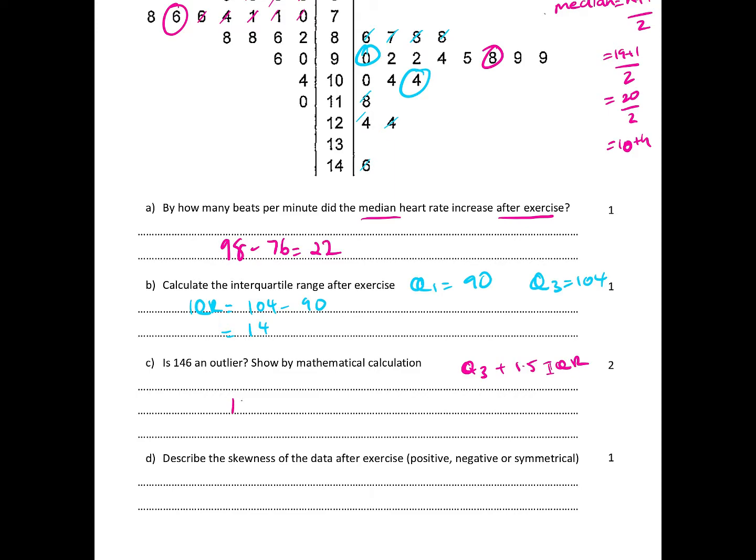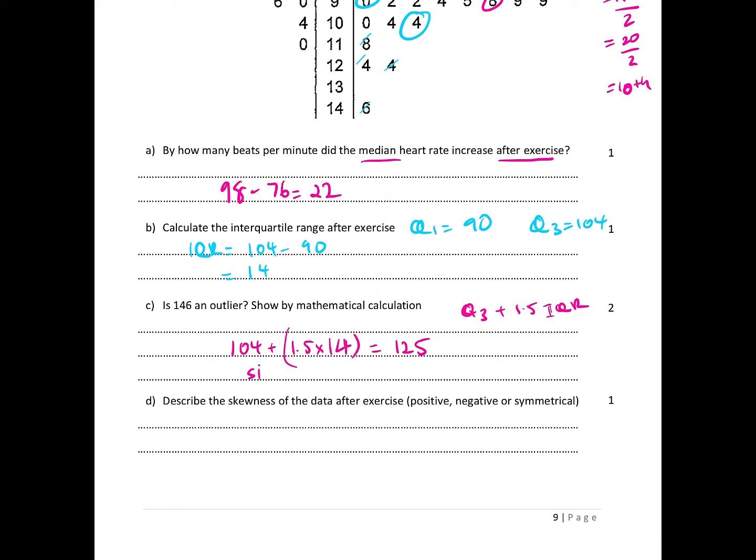I have 104 plus 1.5 times 14, and that's all equal to 125. So since, and you need to make this statement, since 146 is greater than 125, therefore it is an outlier. It is really important that you actually mention this. That part here.